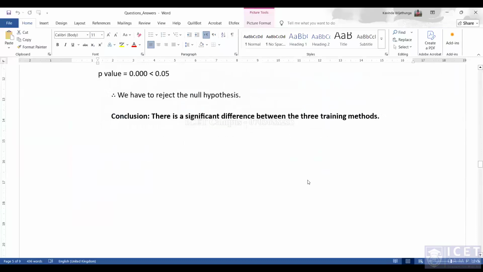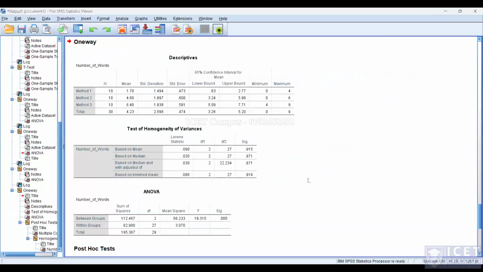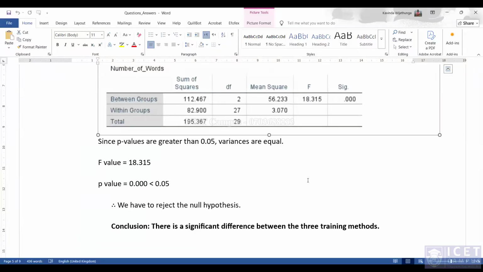Right, then we can see the F value here. F value is 18.315 and also P value is 0.00. It is less than 0.05. Right, then therefore, if it is 0.000 less than 0.05, we can write the conclusion. There is a significant difference between three training methods. That should be the conclusion.